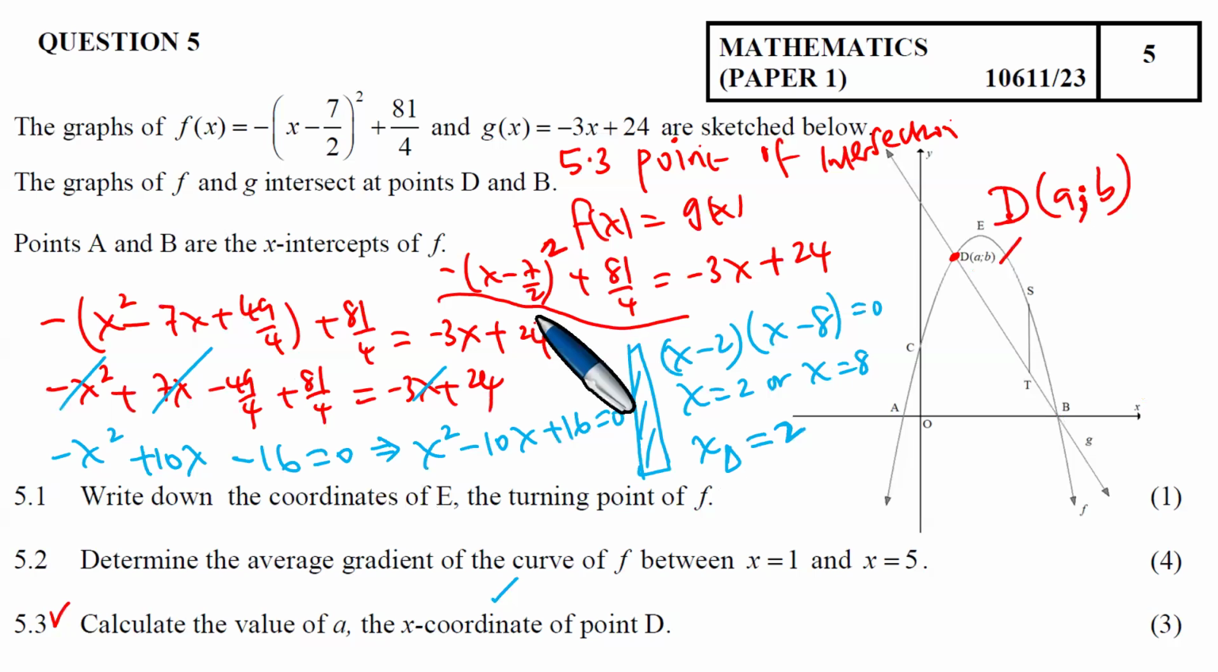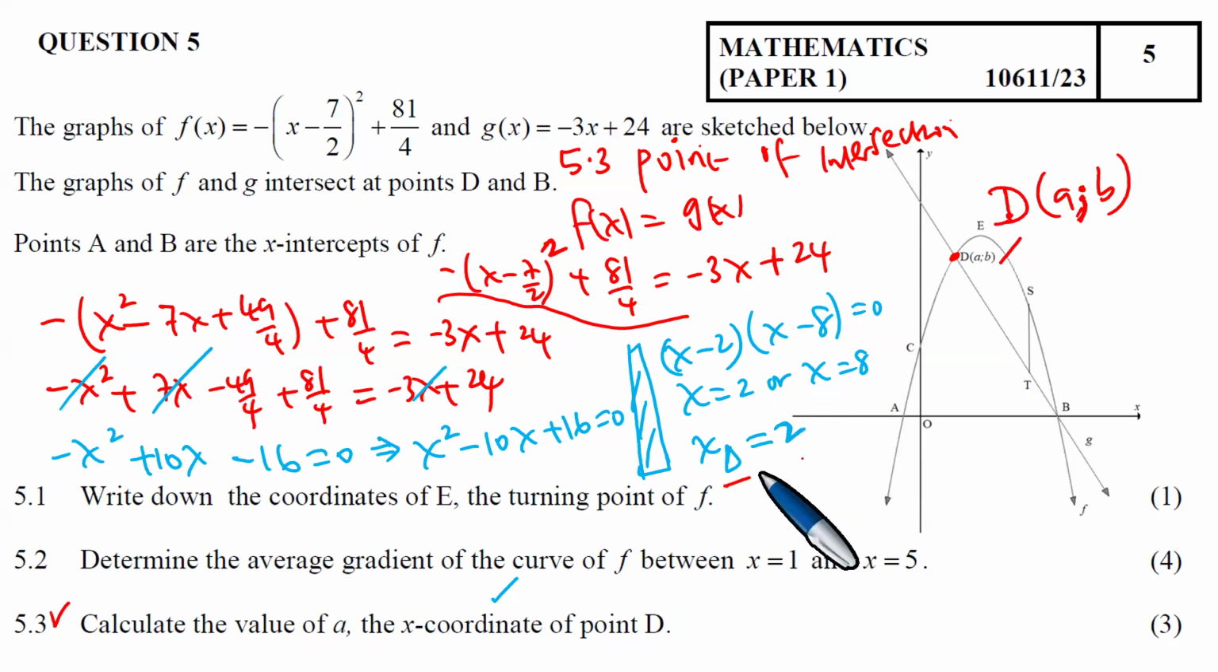D is a point of intersection, so we must equate the two graphs. If you equate the two graphs, F equals G, we get this quadratic equation. We factorize it: the factors of x squared minus 10x plus 16 are x minus 2 and x minus 8. And then you get x equals 2 or x equals 8.